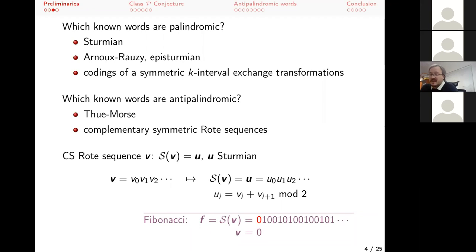So obviously, it's 0. And the third letter will be such that the second 0 plus this third letter, modulo 2, is 1. So it is 1, and so on, and so on. So in this way, I can continue. And the good thing, or the reason why this is helpful when finding antipalindromic words, is the following one.